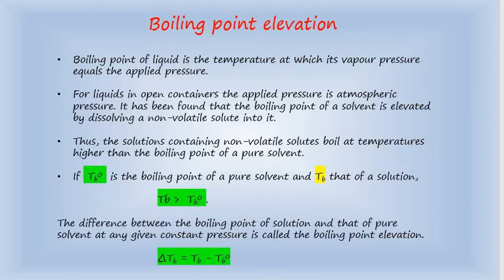And if TB naught is the boiling point of the pure solvent and TB is the boiling point of a solution, then TB will always be greater than TB naught. And the difference between the boiling point of the solution and that of pure solvent at any given constant pressure is called boiling point elevation. We can say delta TB is boiling point elevation, which is equal to TB minus TB naught. TB is the boiling point of solution and TB naught is the boiling point of pure solvent.